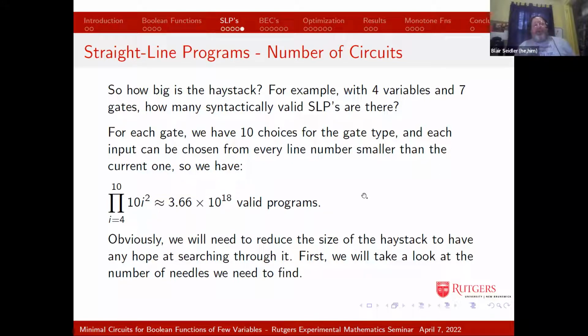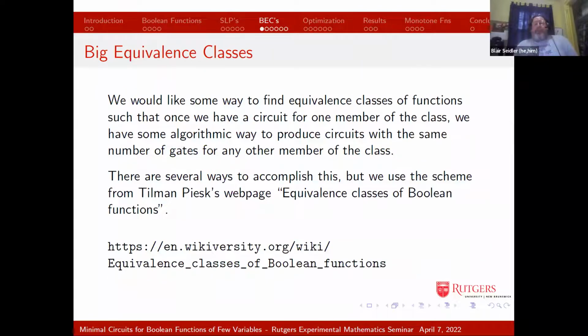This is actually where I spent most of my time, but we also need to figure out, do we actually want to look for all of the Boolean functions? I didn't want to enumerate 65,000 of anything. So I wanted to find equivalence classes of functions, so that once we have a circuit for one member of the class, we have some nice way to convert it into every other member of the class. There are a bunch of different ways to do this. The particular scheme I settled on was from a web page that I found by way of OEIS. I was looking at sequences in OEIS, and there was a link to this web page by Tillman Peace, and it just had everything that I wanted to do.